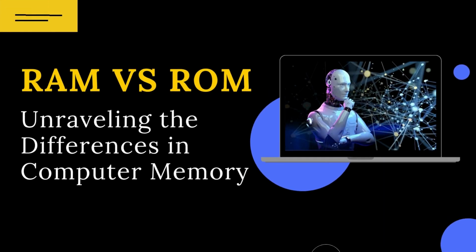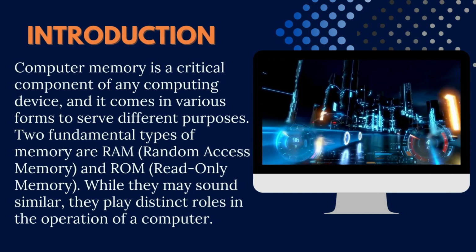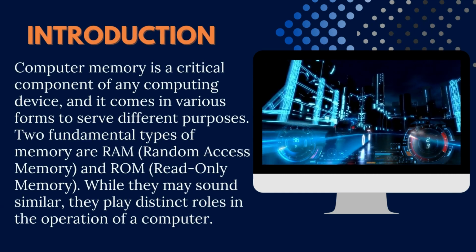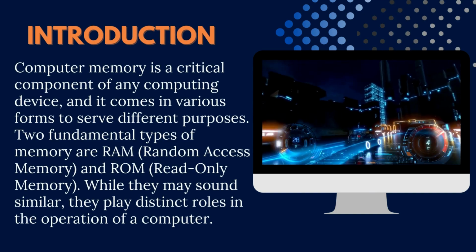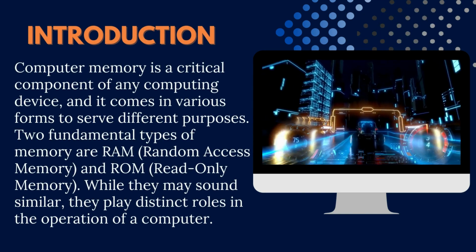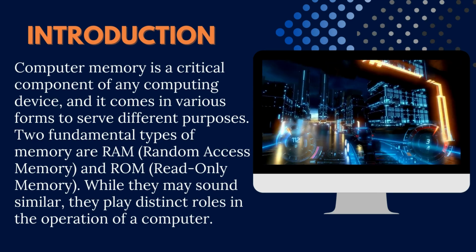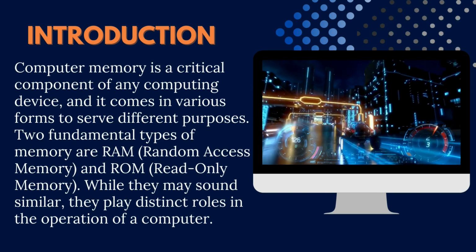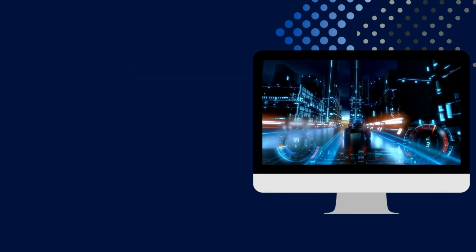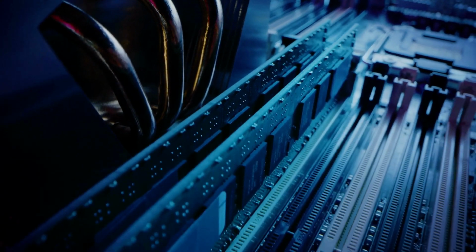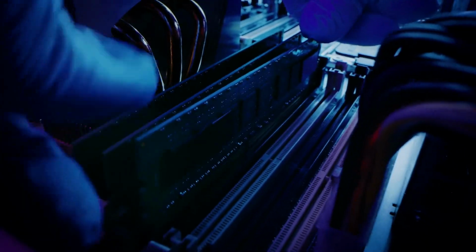RAM versus ROM. Unraveling the differences in computer memory. Introduction. Computer memory is a critical component of any computing device, and it comes in various forms to serve different purposes. Two fundamental types of memory are RAM, random access memory, and ROM, read-only memory. While they may sound similar, they play distinct roles in the operation of a computer. This article explores the key differences between RAM and ROM, shedding light on their functions and characteristics.